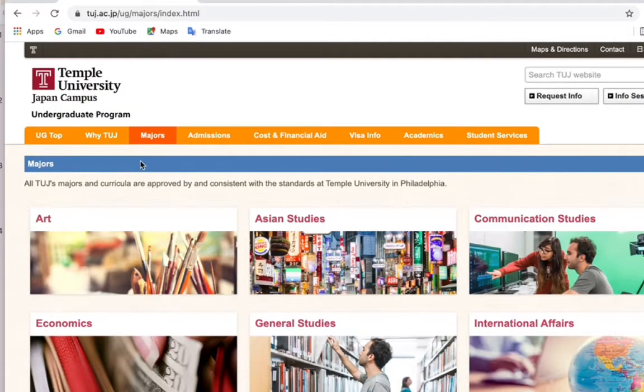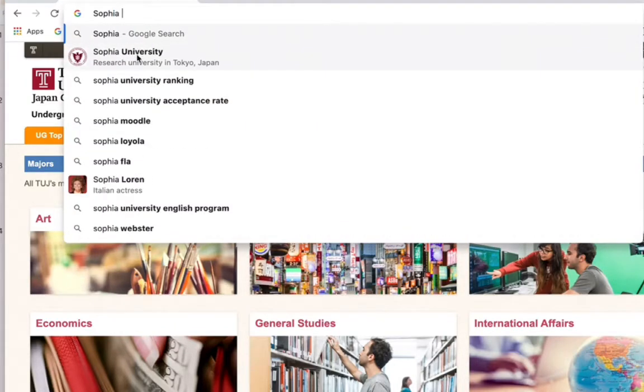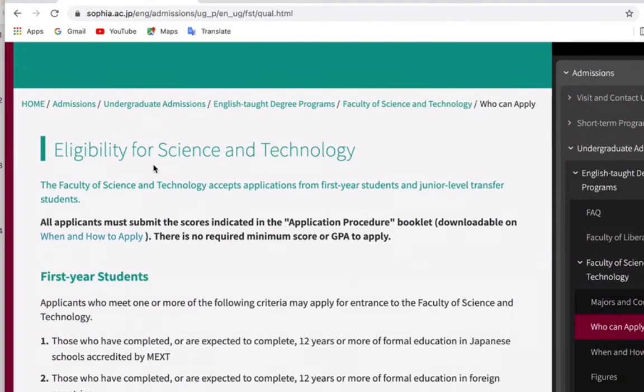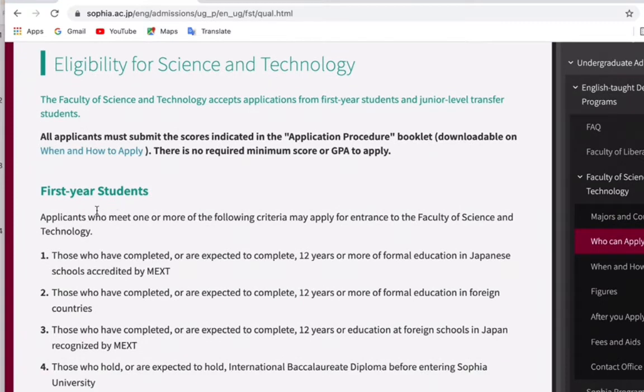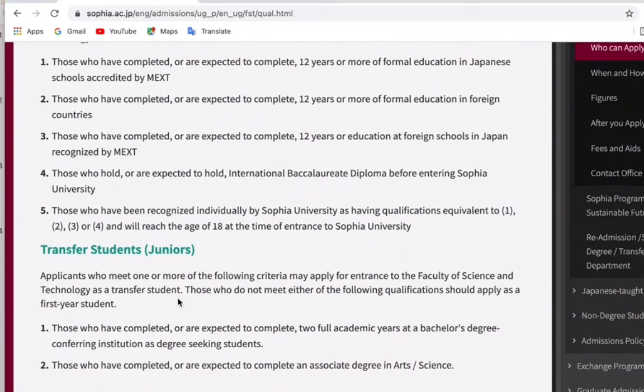So now I'm going to move to the next university. If you're interested in Temple University, then you should look through it in detail. The Faculty of Science and Technology accepts applications from first year students and junior level transfer students. Junior level is 3rd year. For first year, this is what you should have, all of these things. My interest is on transfer, so I'll just go straight to that.